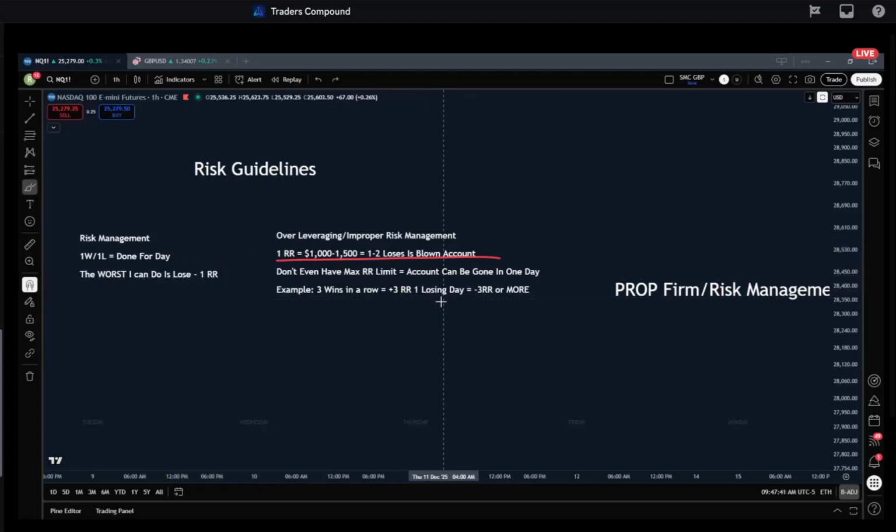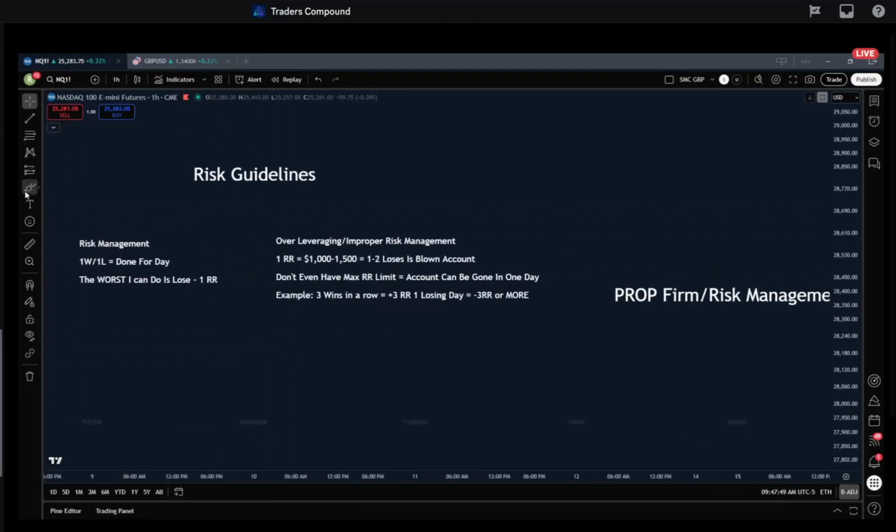So let's put this into perspective. Let's take a look at last week, right? Last week we took a win for 2.5 risk to reward on Monday. I was a little bit lower on that, and then 2R on Wednesday, right? It was Wednesday or Thursday, I forgot. And then on Friday we lost.